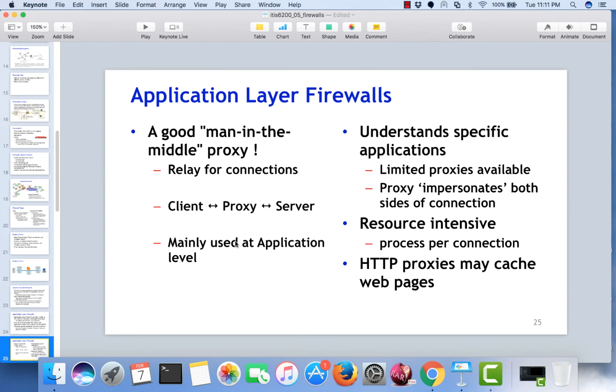HTTP proxies can cache a lot of web pages. For instance, if someone on the internal network is attempting to go out to a specific website and it already has that information cached within the proxy, then that information is already in place and it doesn't have to reach out there for it.